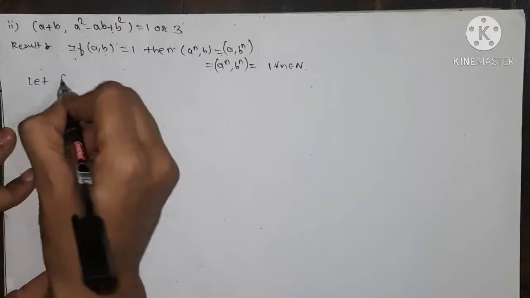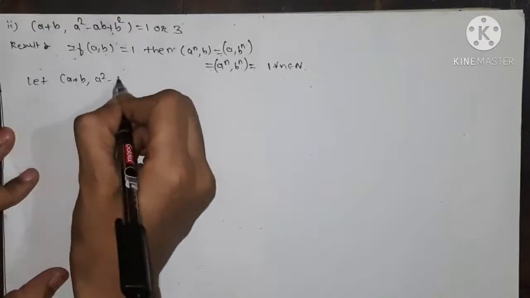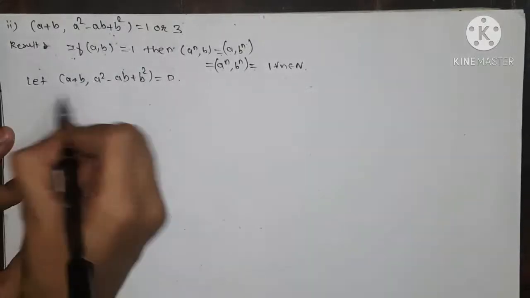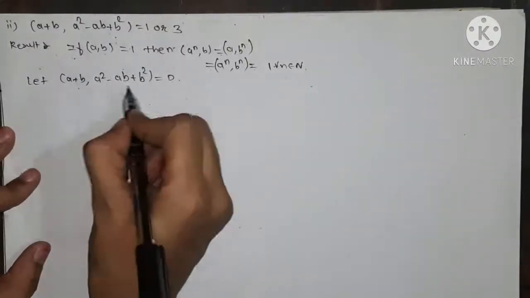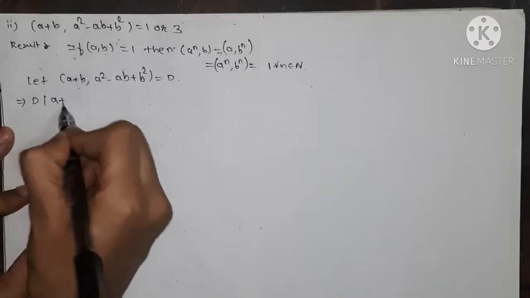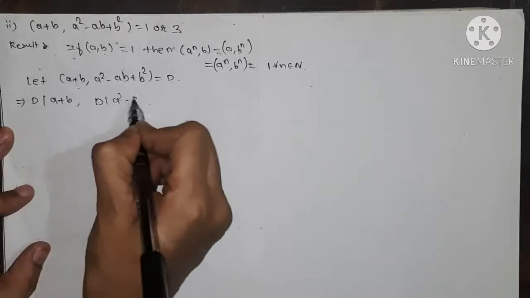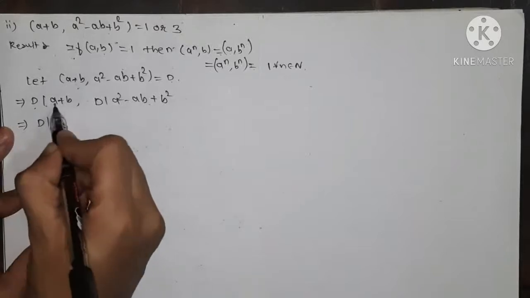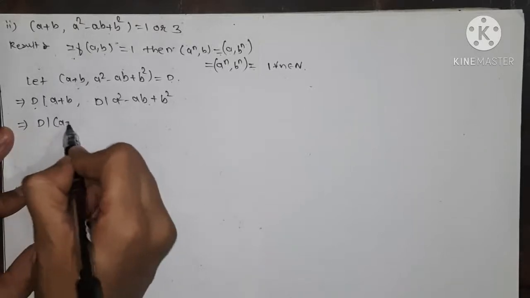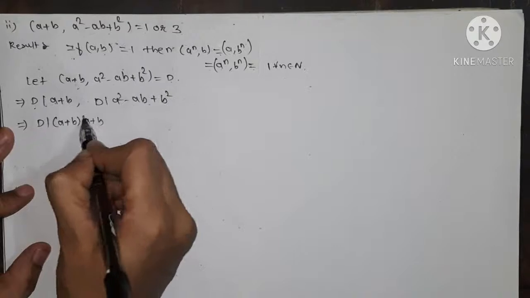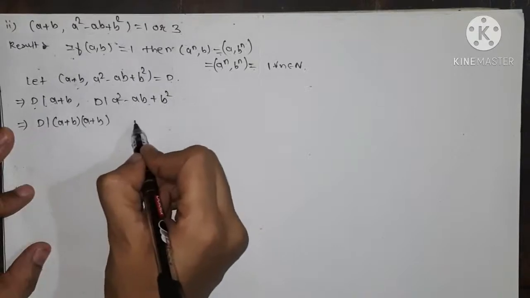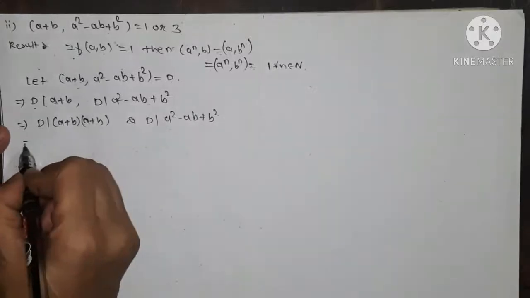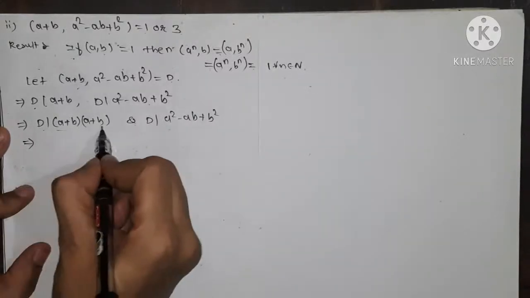So let the GCD of a plus b comma a square minus ab plus b square, we take it as a capital D, and since this is a GCD, therefore D is a divisor of these two, so this implies D divides a plus b, D divides a square minus ab plus b square. As D divides a plus b, therefore D divides the multiple of a plus b. So we take the multiplication of a plus b as a plus b. Okay. And D divides a square minus ab plus b square.